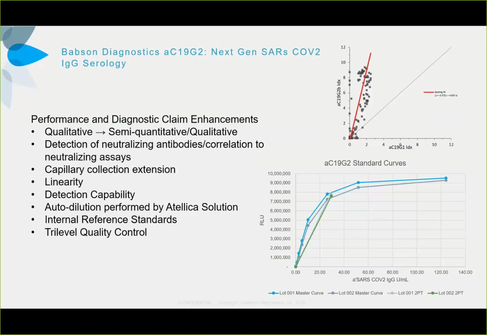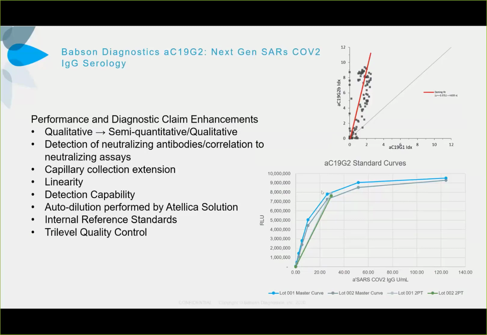Down here below, we have a demonstration of the AC19G2 standard curve and its relative immunoreactivity across the dynamic range. You can see that between 0 and 120 units per ml, we have a very wide dynamic range, up nearly to 10 million relative light units on the Atellica IM module. We also employ 2-point calibration to reduce the number of calibrations for this assay, enhancing its usability.